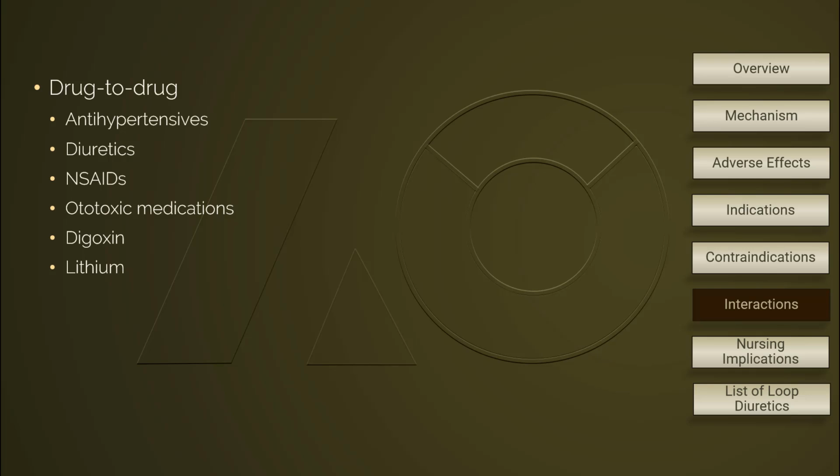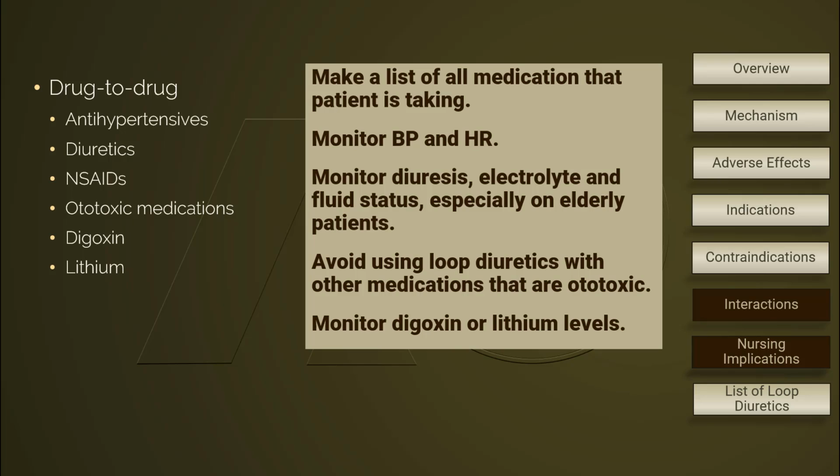Loop diuretics can decrease excretion of digoxin and lithium, leading to increased risk for toxicity of these two medications. Making a list of medications that patients are currently taking is always recommended. Monitor blood pressure and heart rate, especially when using combination therapy for treating hypertension. Monitor diuresis, electrolyte, and fluid status. Know that elderly patients are more susceptible to hypovolemia and electrolyte imbalances. Avoid using loop diuretics with other medications that are ototoxic. Monitor digoxin or lithium levels.